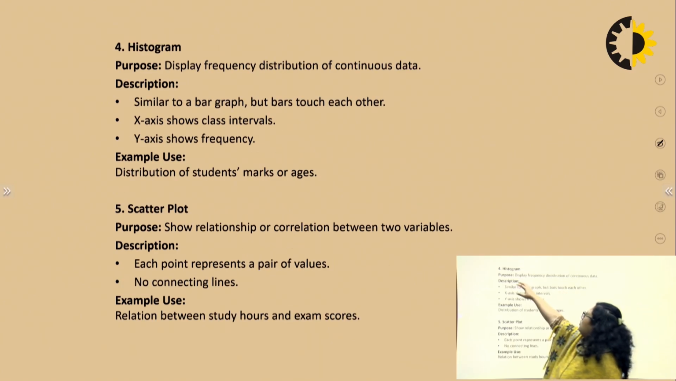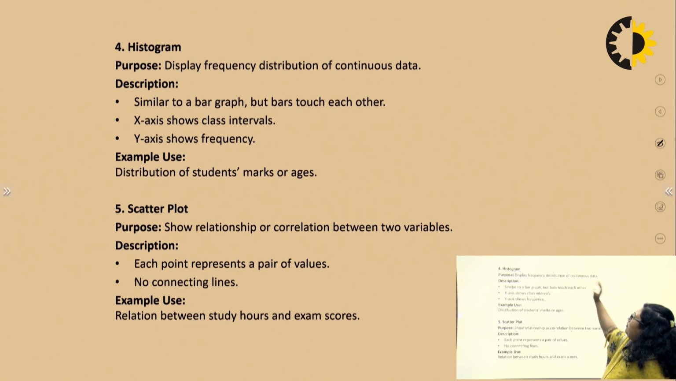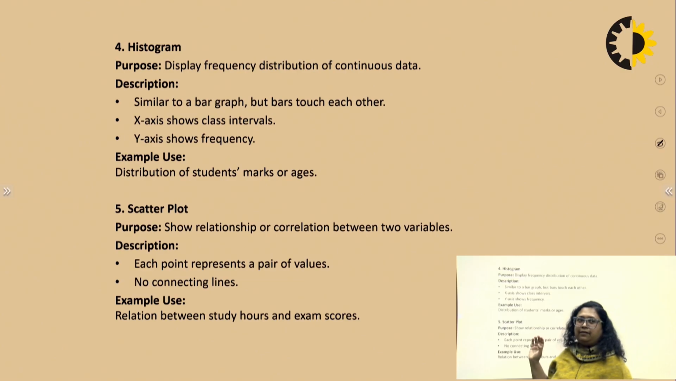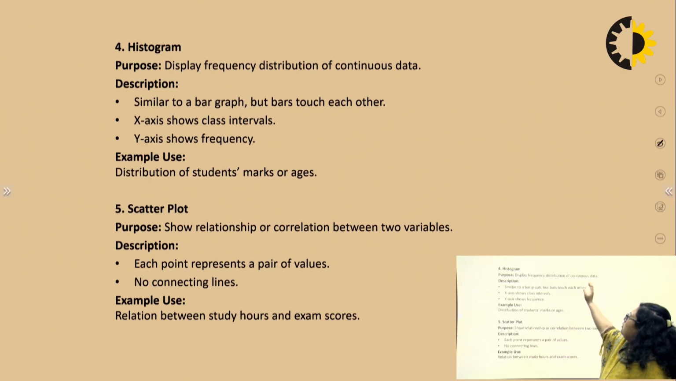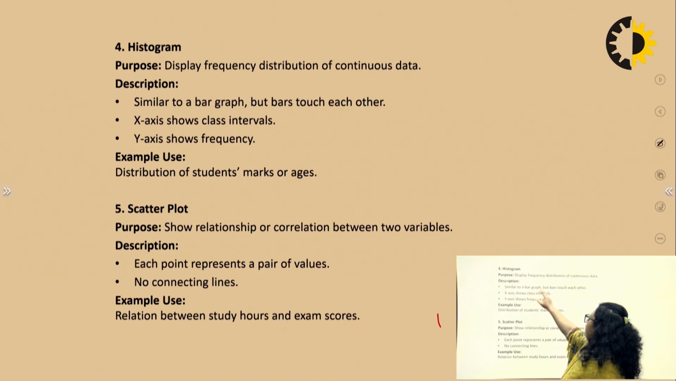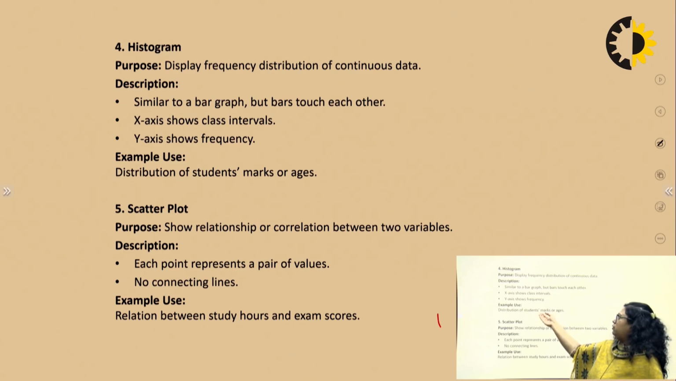Next, the histogram. What is the purpose of a histogram? It shows the frequency distribution of continuous data. If we take continuous data and represent its frequency distribution, it is represented with the help of a histogram. The description is that it is similar to a bar graph, but in a bar graph the rectangular bars touch each other, whereas in a histogram the rectangles do not touch each other. In a histogram, the x-axis shows class intervals, whereas the y-axis shows frequency. For example, the distribution of students' marks or ages is represented by a histogram.